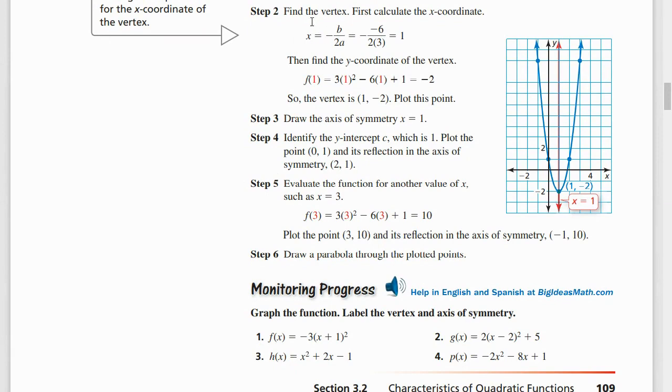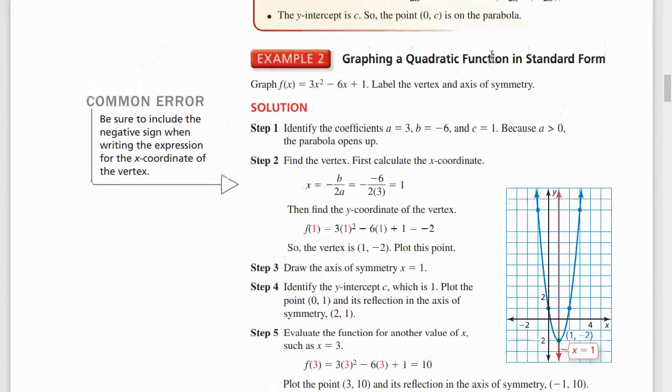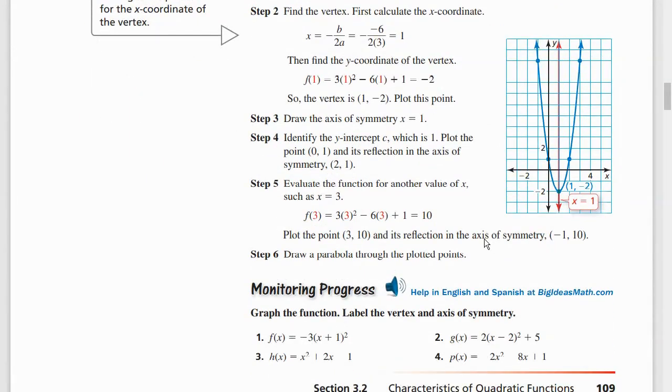So -b over 2a is the x value of the vertex, also known as h. To find k, you plug in that x, or that h value, and find k, and then use the axis of symmetry and the y-intercept, which is c in ax squared plus bx plus c. And you can find some other points using symmetry.